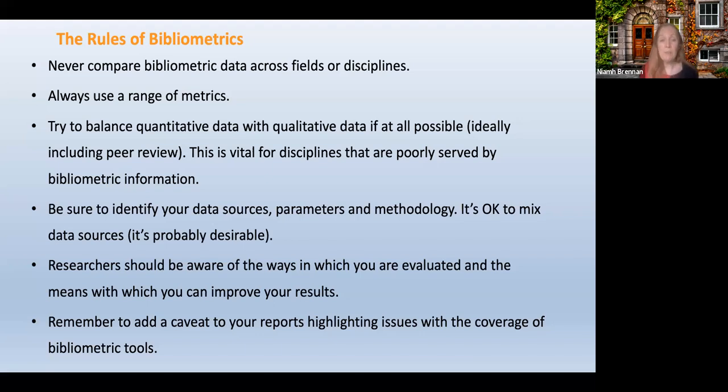Be sure to identify your data sources, parameters, and methodology. And it's okay to mix your data sources. In fact, it's probably a really good idea to do that. Researchers should be made aware of the ways in which they are evaluated and the means in which they can improve their results. And we should always remember to add a caveat to our reports, as I mentioned already, highlighting the issues with the coverage and the other flaws with bibliometric tools, right? And say that this should just be one part of an analysis. You need to do more than this.